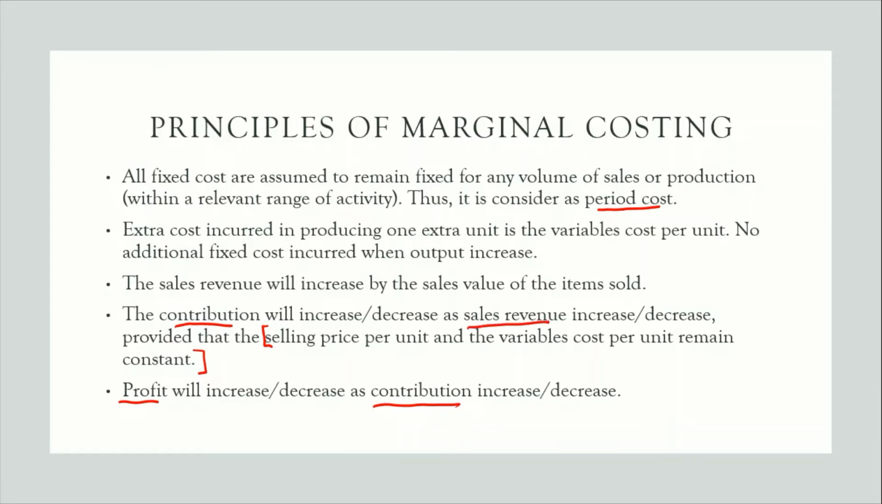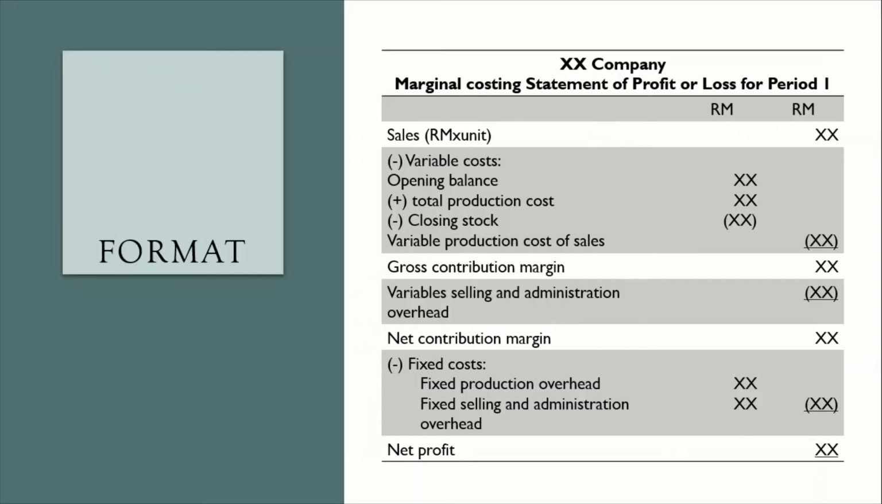Okay, so this is the principle that you have to remember for the marginal costing. So this is the format for the marginal costing. As I stated before, there are differences between the two techniques because the way they treat the fixed costs are different. You can see that this one only has the variable cost. Okay, so it is variable cost until you get a net contribution. Okay, after that, you will deduct the fixed cost.